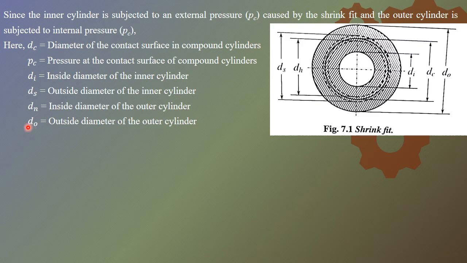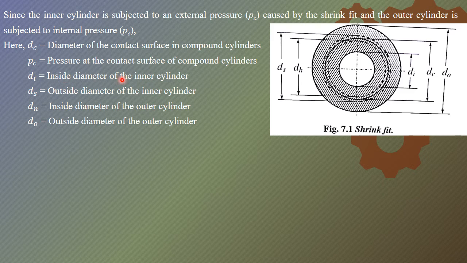So let's see the diameters. D naught is nothing but the outside diameter of the outer cylinder, right? And Dn, which I have considered here, is the inside diameter of the outer cylinder. How can you see that? This is the inside diameter of the outer cylinder. Then, if you note down, Di is nothing but the inside diameter of the inner cylinder.